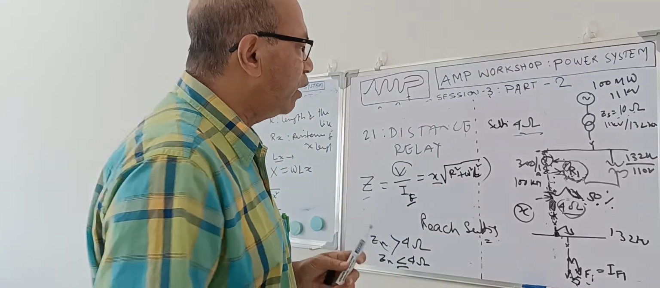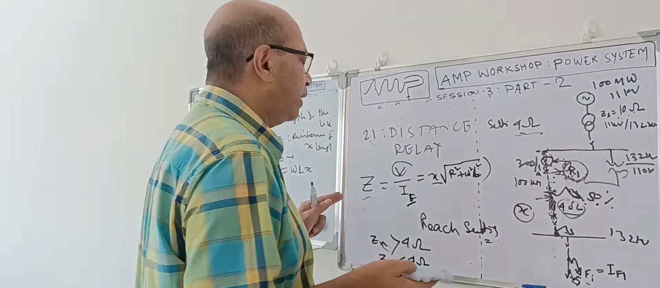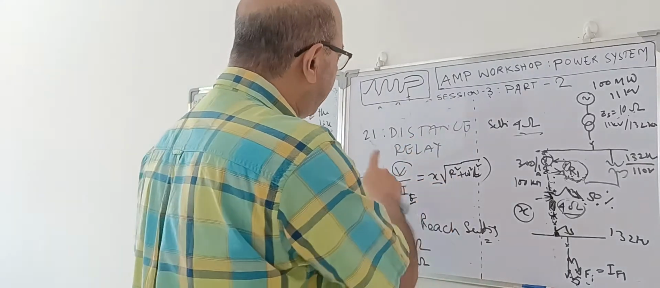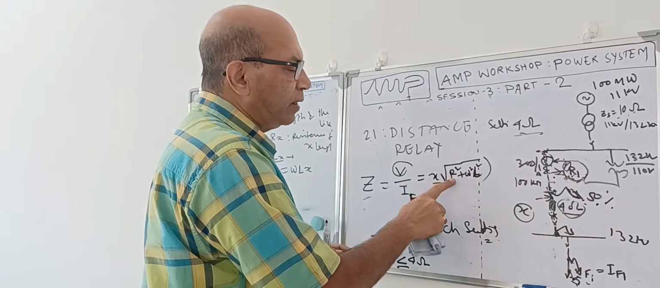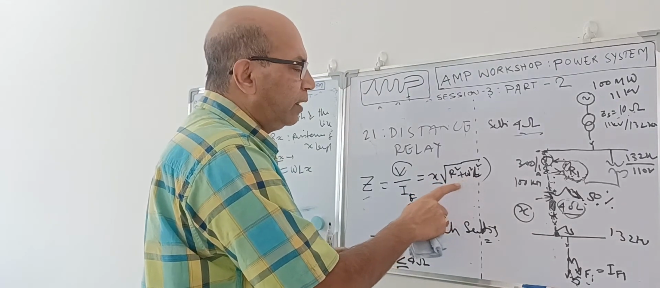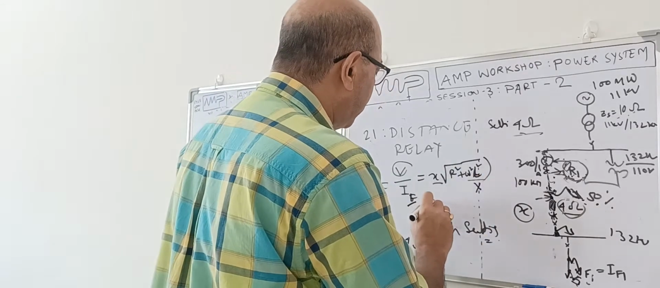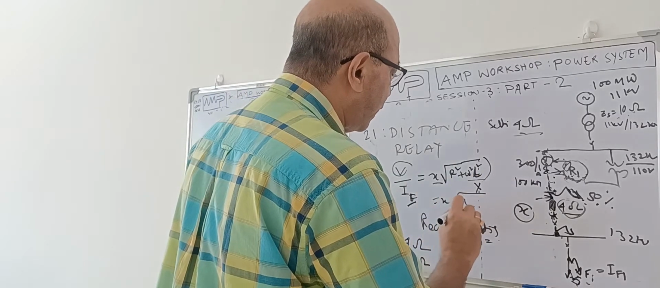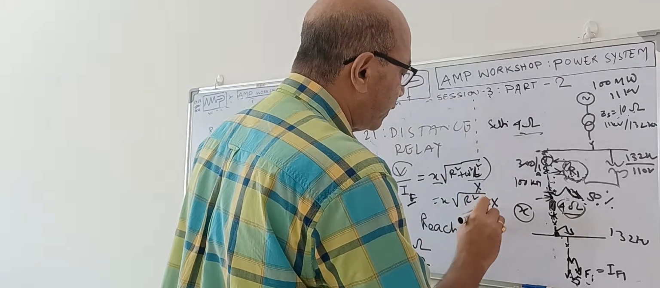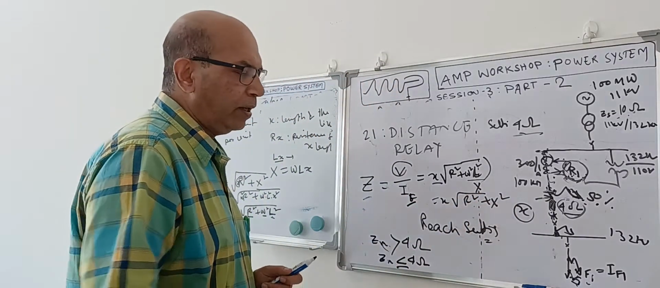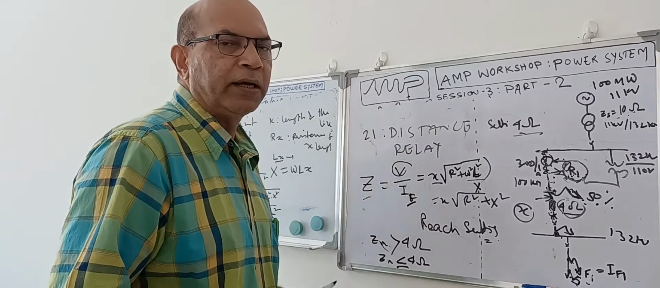Now the distance relay operating zone we can show by vector diagram also. How we can see? You can see the distance relay is measuring two parameters, resistance and reactance, right? This part we call x, reactance. So this is equal to root of r square plus reactance square. So if I draw an Rx diagram, then that will be a vector diagram.